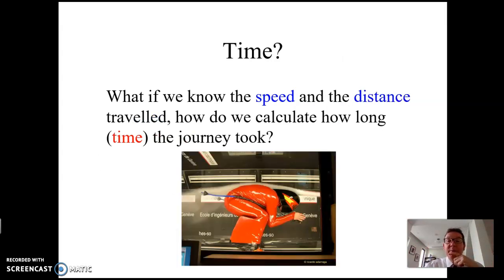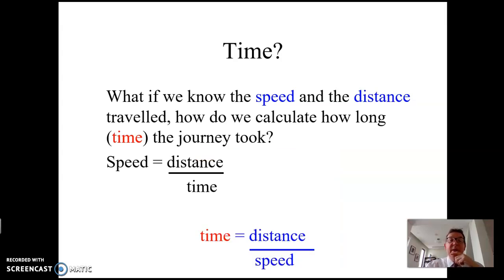If we want to know the time and we know the speed and the distance, if we rearrange that, this is cross multiplication, time is distance over speed. If mathematics is still an issue for you, you need to learn how to do this. It's not going to go away.